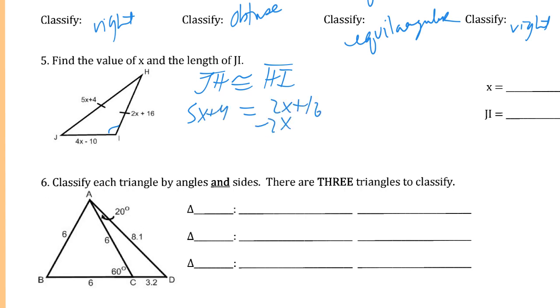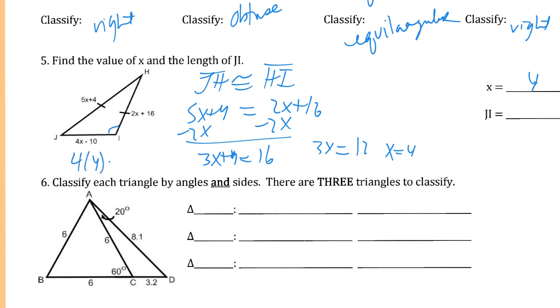Solve it by subtracting 2x from both sides. You get 3x plus 4 is equal to 16, then subtract 4 from both sides. You're going to get 3x is equal to 12. So x is equal to 4. And if you plug that in to JI, you're going to do 4 times 4 and subtract 10. So that's 16 subtract 10, which is 6 units. So write an equation that talks about what's true. It's isosceles, so their measures are equal, and then you can solve it.